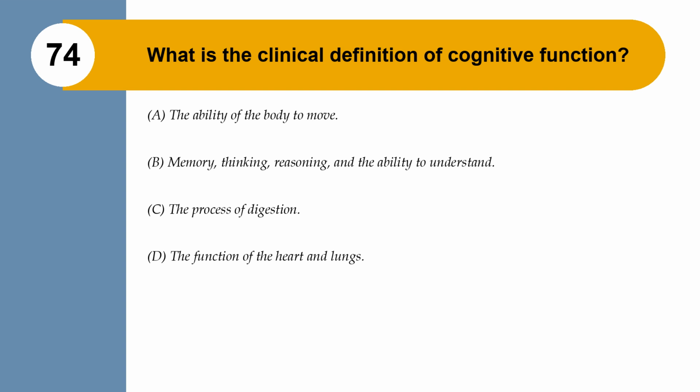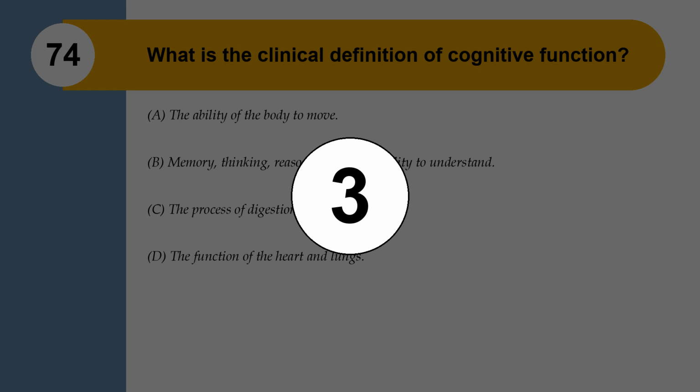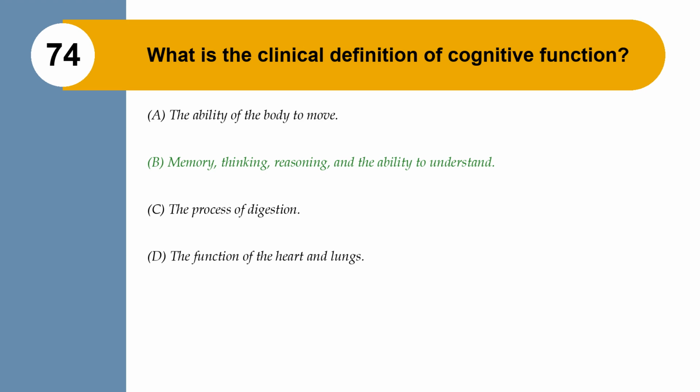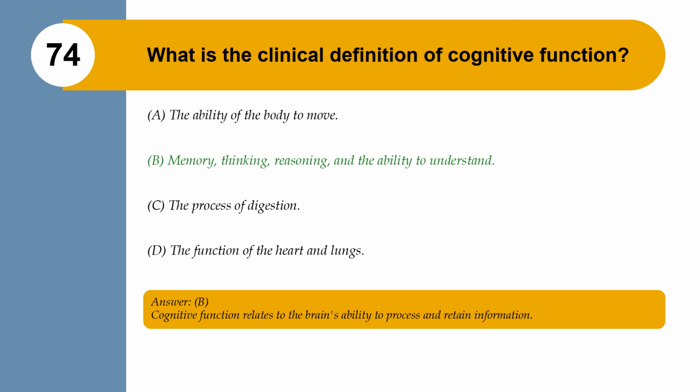Option A. The ability of the body to move. Option B. Memory, thinking, reasoning, and the ability to understand. Option C. The process of digestion. Option D. The function of the heart and lungs. The correct answer is option B. Memory, thinking, reasoning, and the ability to understand. Explanation. Cognitive function relates to the brain's ability to process and retain information.